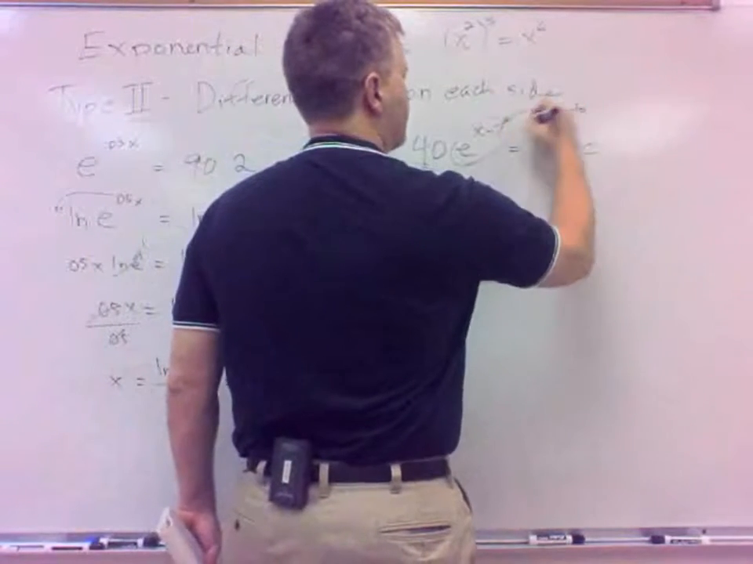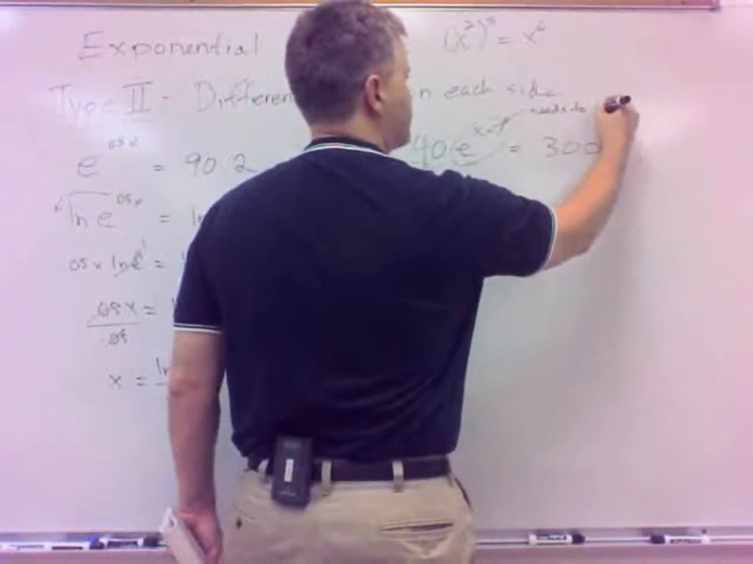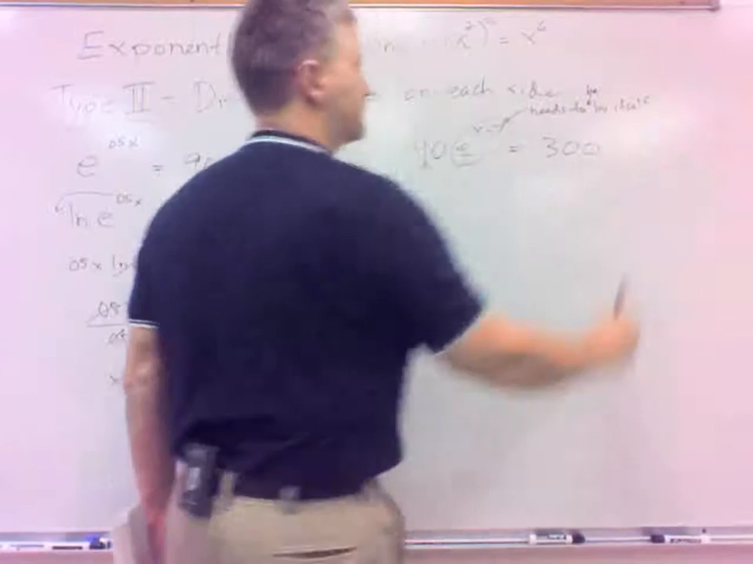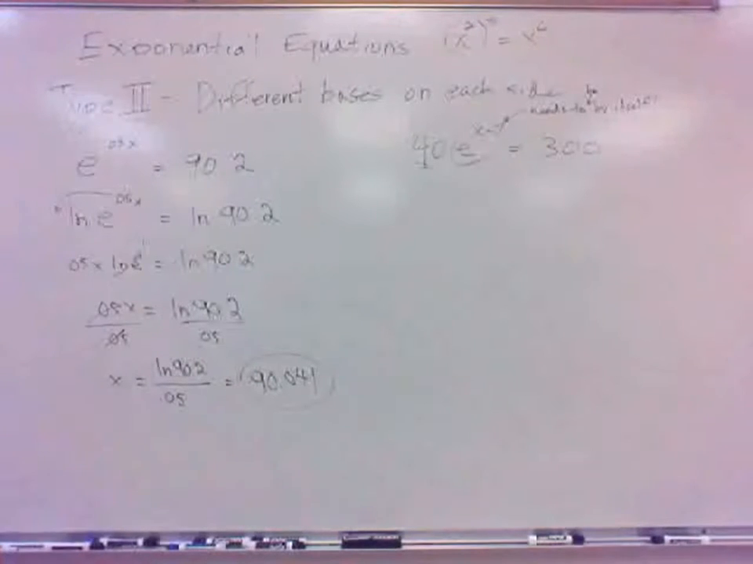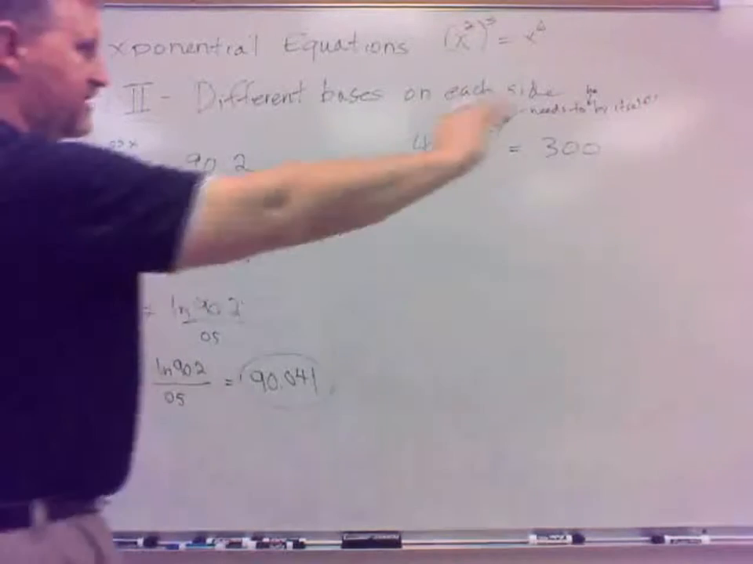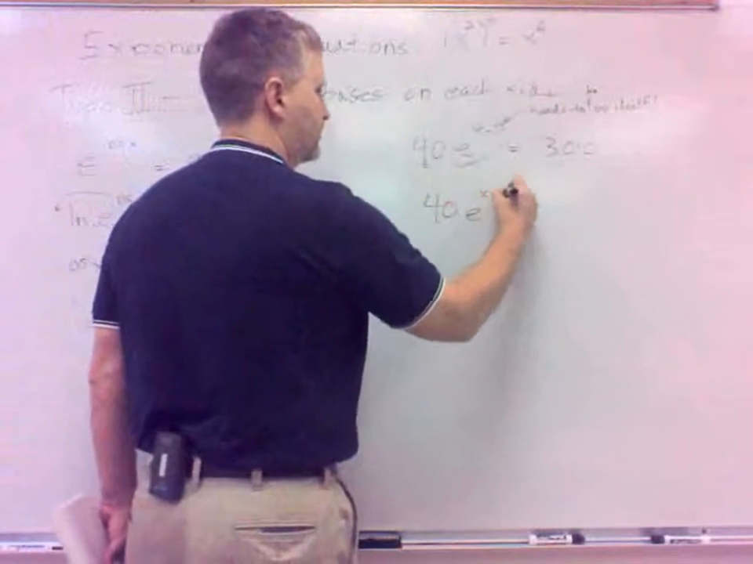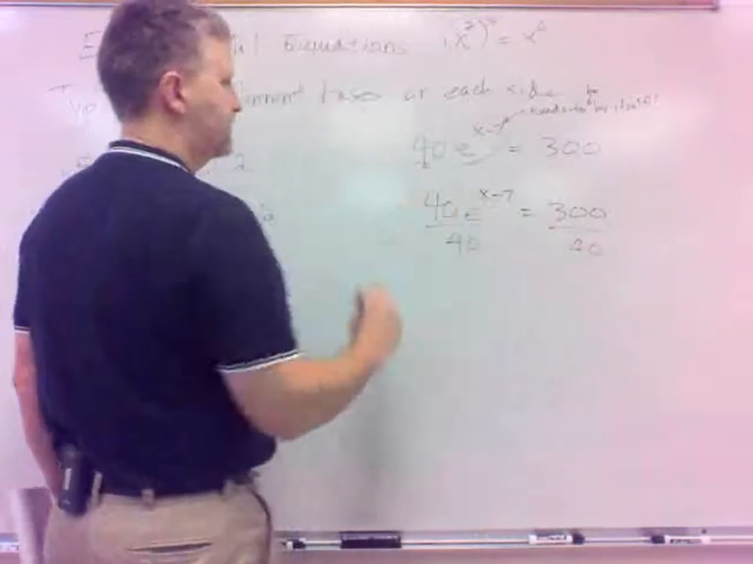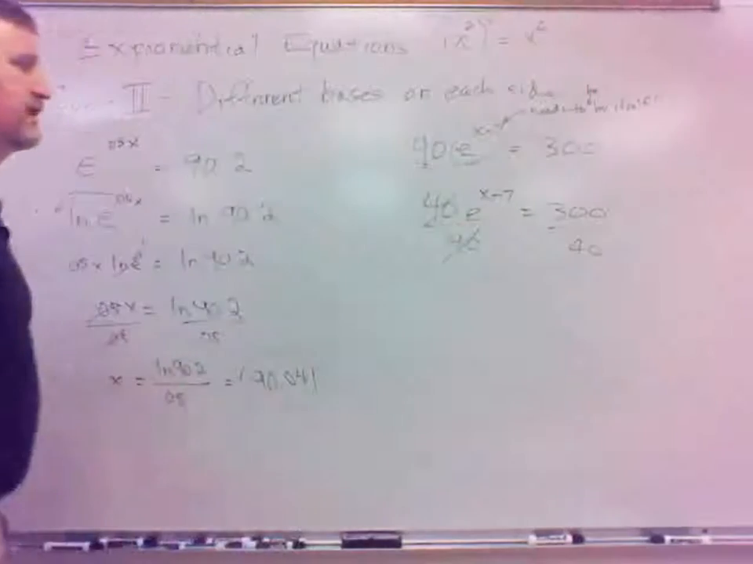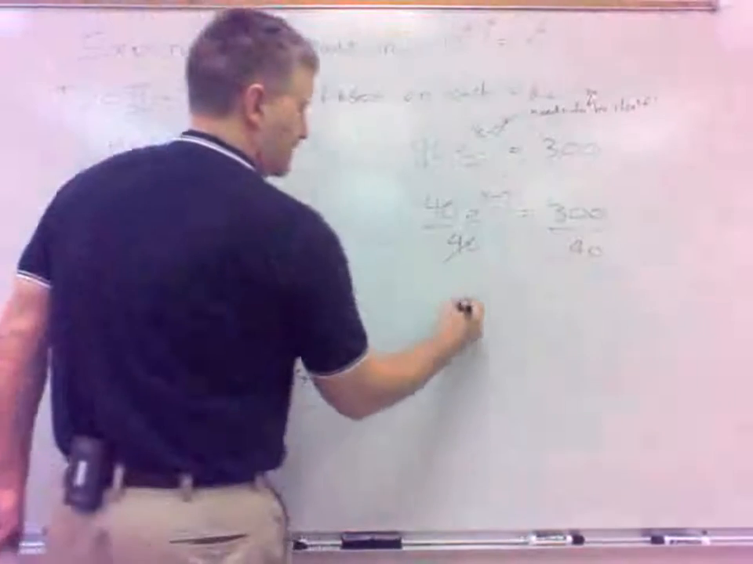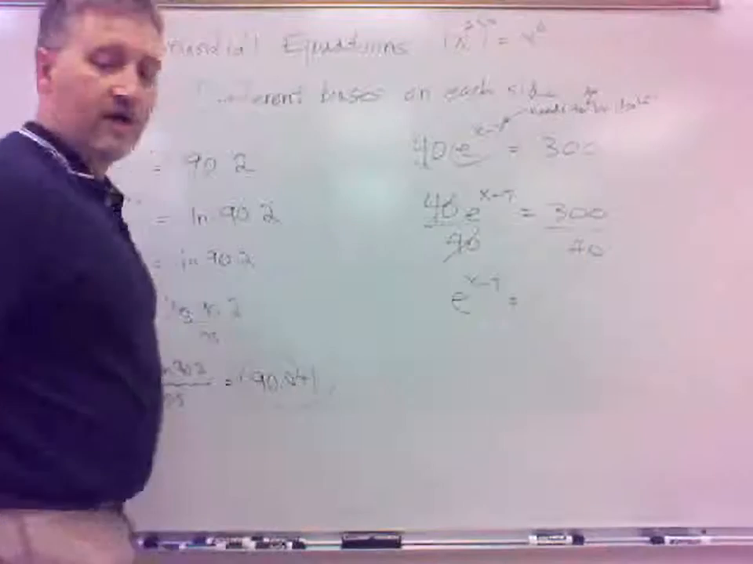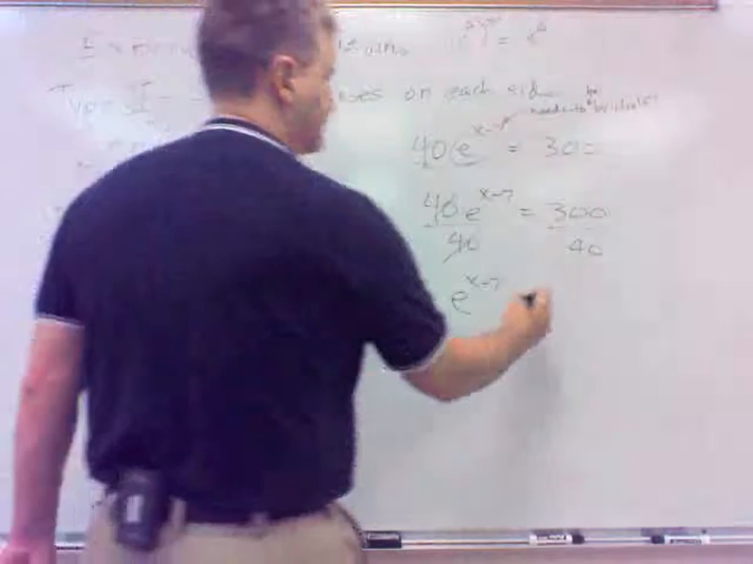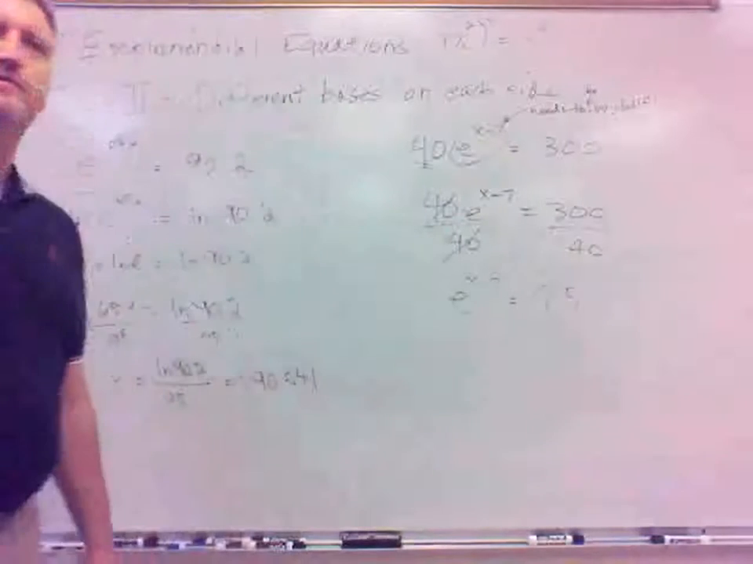So first, this e to the x minus 7, the exponential part, needs to be by itself. Very important. So I need to get rid of the 40. How am I going to get rid of the 40? Move it to the other side. How do I move it to the other side? Divide by it, right? It's 40 times e to the x minus 7, so to get rid of the 40, I divide by 40. So this becomes e to the x minus 7 equals, different ways you can write it, let's see if I just do a decimal, it's 7.5. With me? Okay?